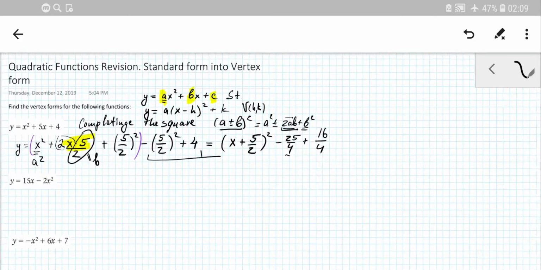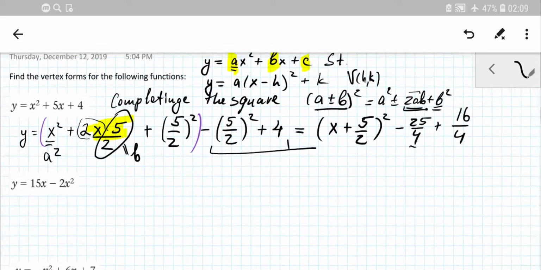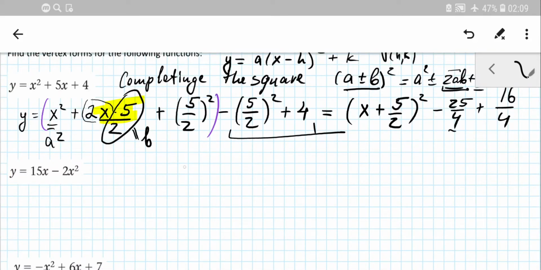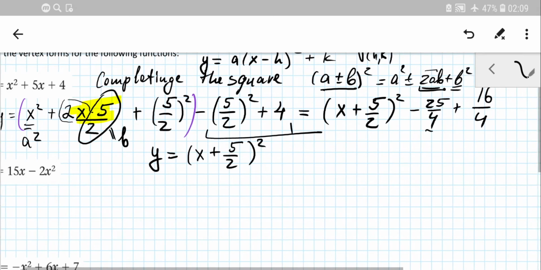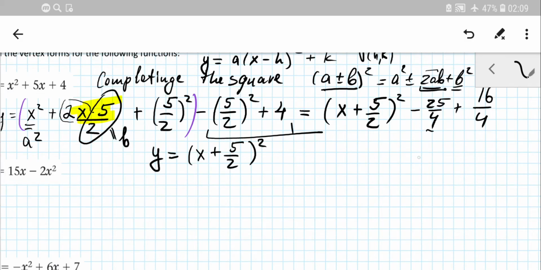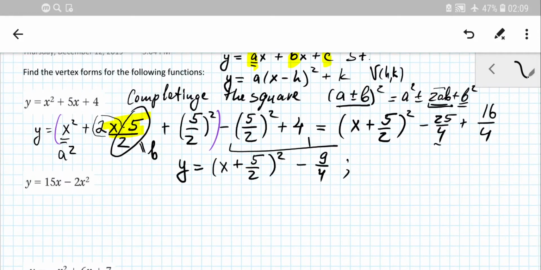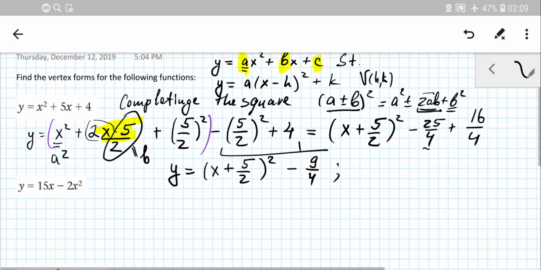All right. And so finally, I just rewrite this in the bottom part. What we've got here is the vertex form. y is simply (x plus 5/2) squared. And here you need to subtract 16 minus 25, which is negative 9/4. And that's the vertex form for the first function. So the first is completed.